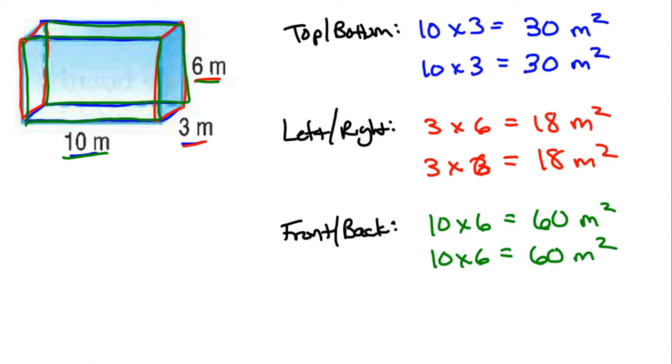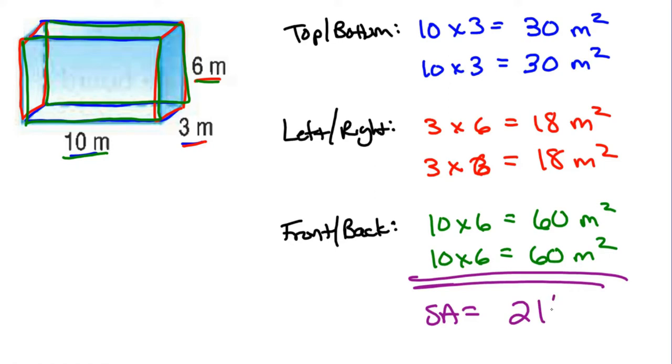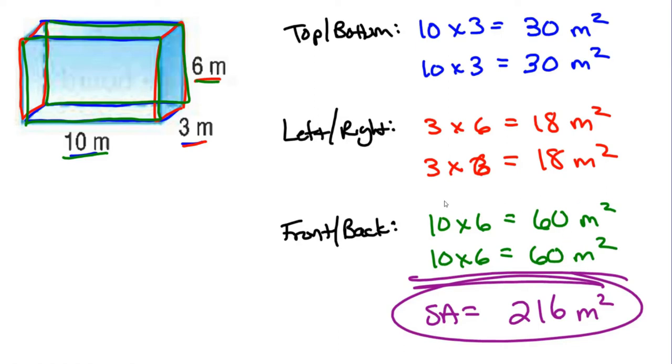And then now all that's left is to add all the areas of all 6 faces together. So I've got them all nicely organized. I know I have all 6 faces and I didn't double up on one or leave one out. So if I just add all of these numbers together, I get a surface area of 216 square meters. And there's the surface area of my prism. So pretty easy to do if I do it in an organized and logical manner.